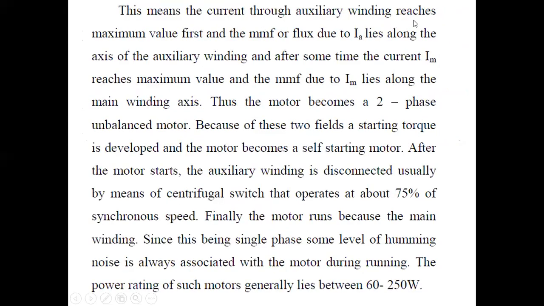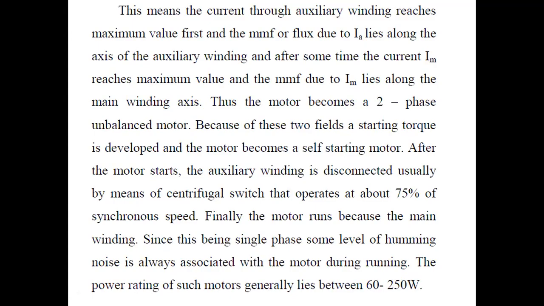So this means that the current through the auxiliary winding reaches maximum first, and the MMF of flux due to IA lies along the axis of the auxiliary winding. And then after some time, the current IM reaches maximum value, and the MMF due to IM lies along the main winding. So now we have two fluxes, one leading the other. So this causes the motor to become a two-phase unbalanced motor. Because the two fields in the starter are developed, the motor becomes self-starting. So it already has a torque ahead of the other one.